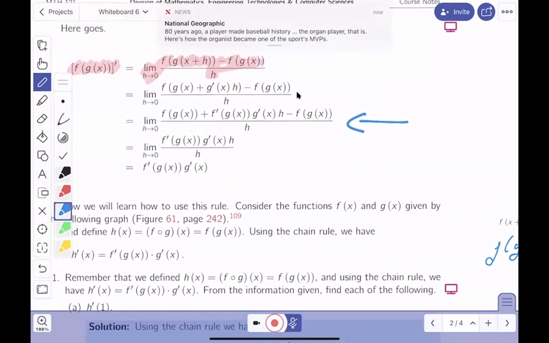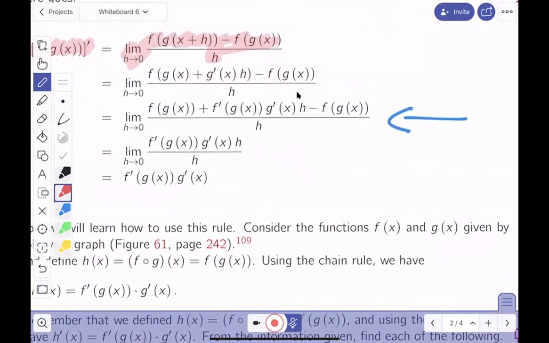Now, something remarkable happens. I want to tell you what remarkable happens. This disappears. And that to me is remarkable. Then what am I left with? I'm left with that middle term, which looks really simple. It's f prime g of x, g prime x h over h. Now, what do I notice? The h cancels off. Can I do that limit? Yes. What's that limit? This thing over here. How do I accomplish this? Local linearization.